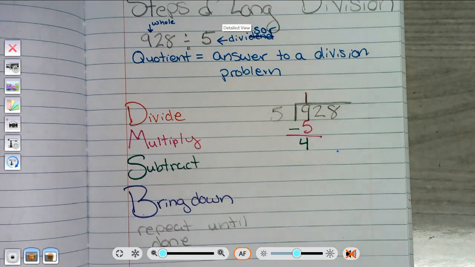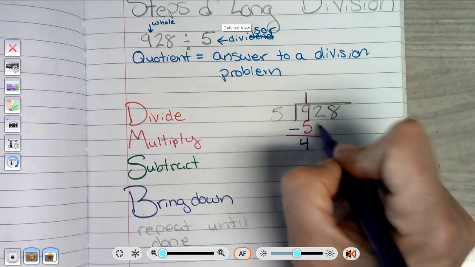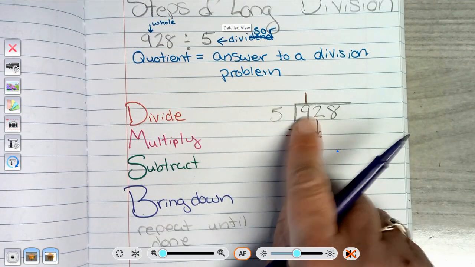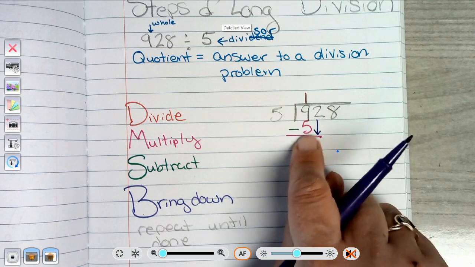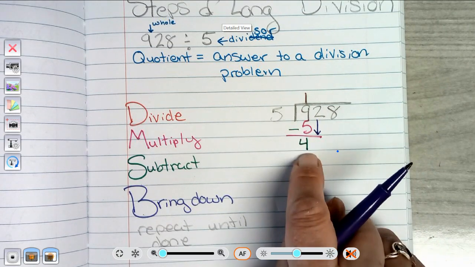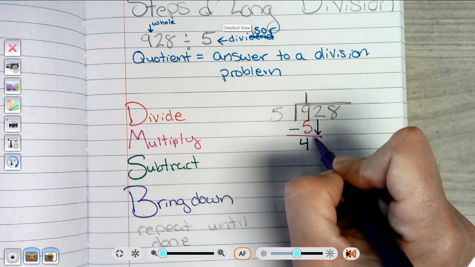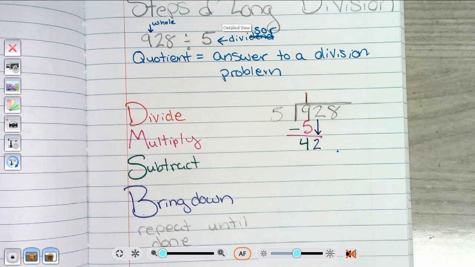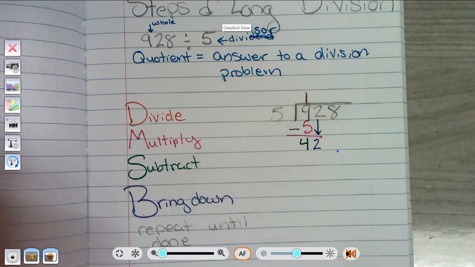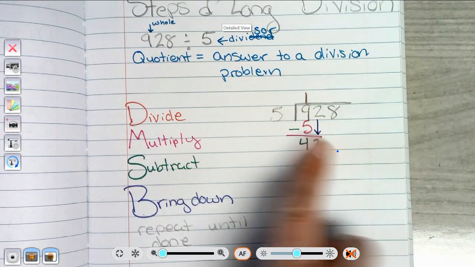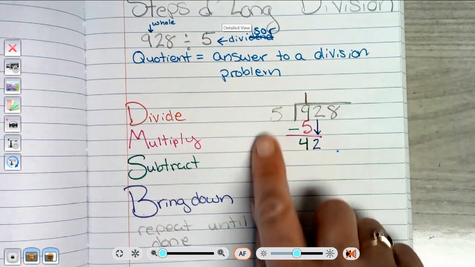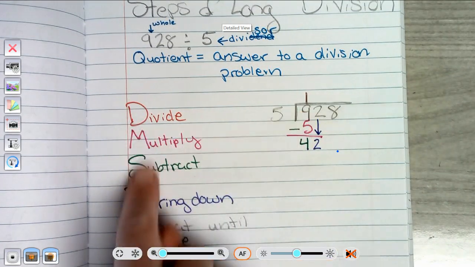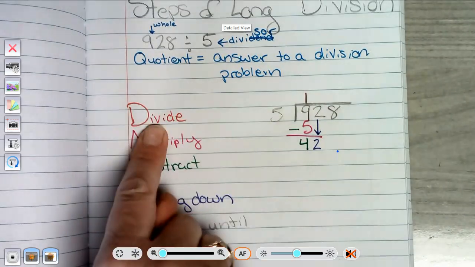Okay, and then the next step is to bring down. I'm going to bring down the 2. Basically, when I was in the hundreds place, I could only fit 5 into that hundreds place one time with 4 left over. But no worries, because I put that 4 with what was in the tens place, and now I have 42. So this is my bring down that 2. My next question. Now I'm going right back up to the top. Divide, multiply, subtract, bring down. We did that. Now I repeat back to divide.